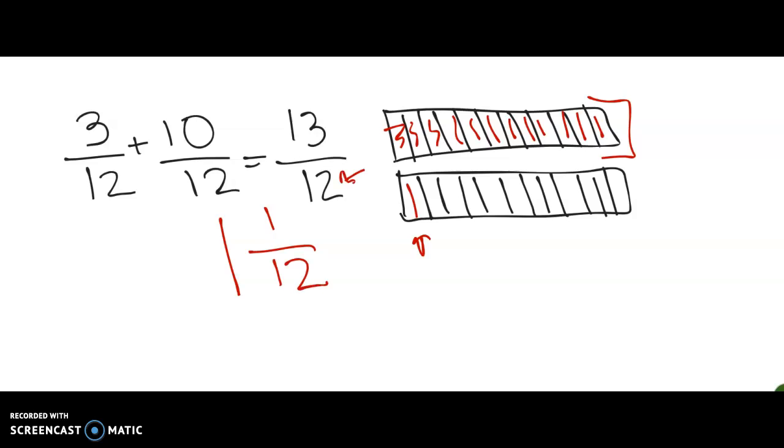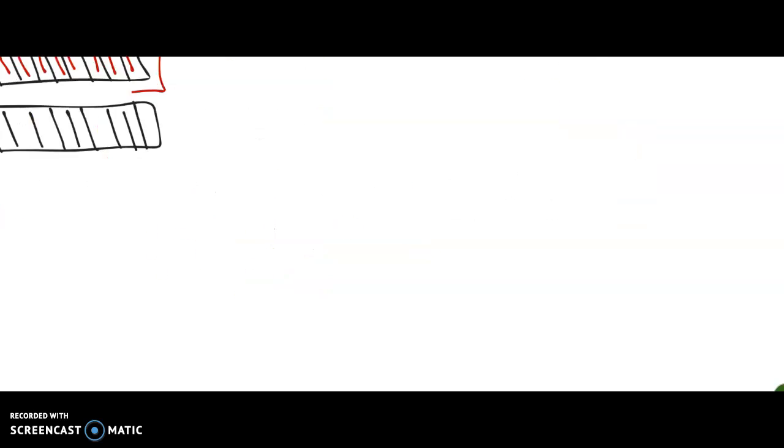Now what happens when we draw two shapes and we actually need another shape? So here would be an example. If we have 4/6 plus 15/6. So we know that 4 plus 15 is 19, and our denominator is the same, so we keep it at 6.